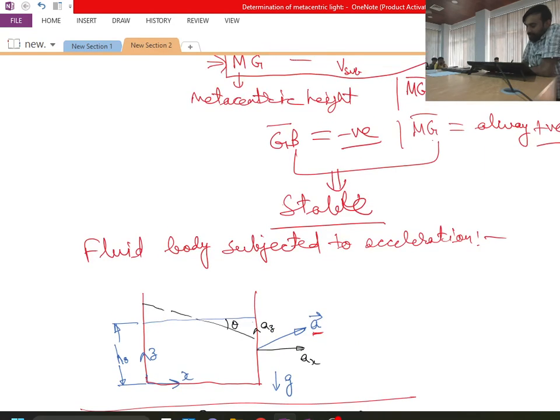This was my original free surface. Now the free surface has tilted. Okay. What do we mean by free surface?